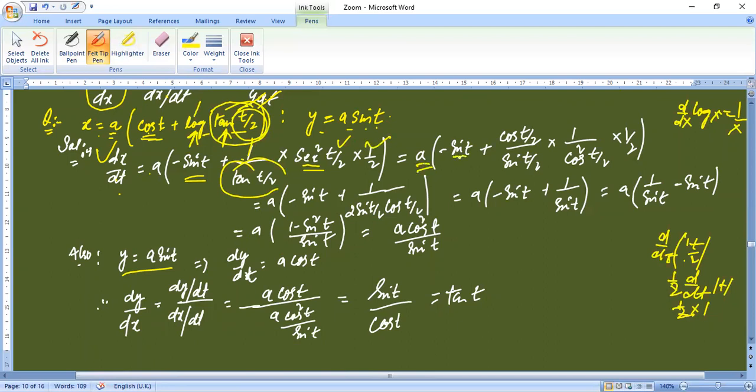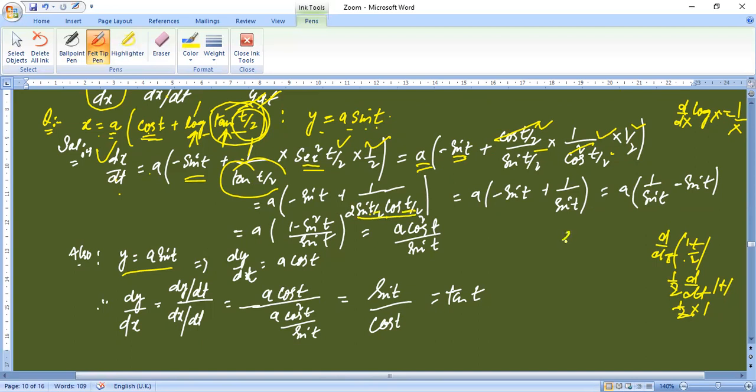So a times minus sine t, and tan is actually equal to sine by cos, but it is 1 by tan, so it would be cos by sine. Sec is the reciprocal of cos, and cos is the reciprocal of sec, and 1 by 2. Right, now cos and 1 cos will cancel out, so in the denominator it would be twice sine t by 2 cos t by 2.